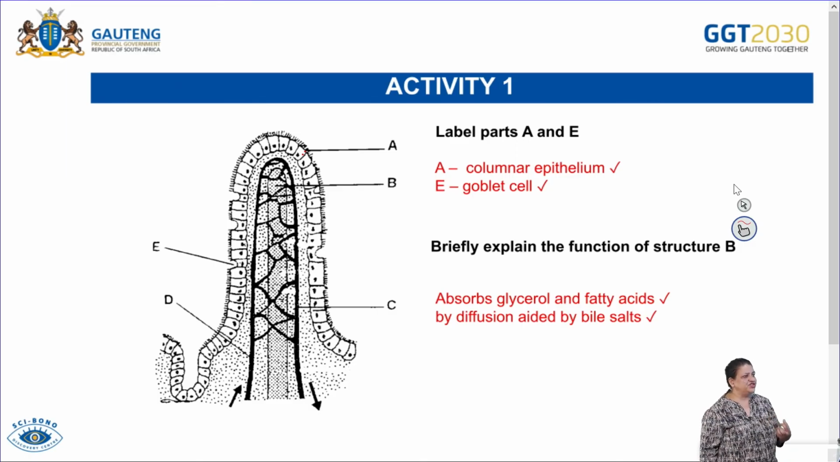Briefly explain the function of structure B. Remember, B in the center is your lacteal. And what does the lacteal do? It absorbs glycerol and fatty acids and transports it where? To the thoracic duct. So it absorbs fatty acids and glycerol, remember? And what made the fat to be broken down easily and emulsified was bile salts. Bile salts actually assist the fatty acids and glycerol to be absorbed into the lacteal.